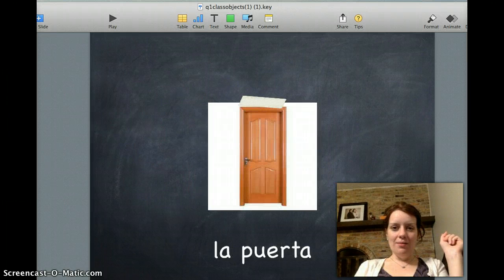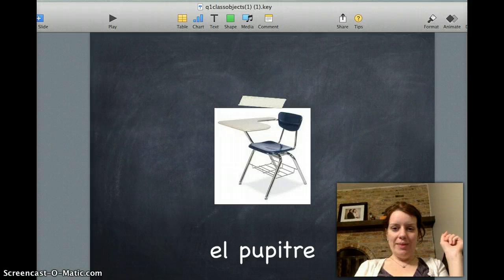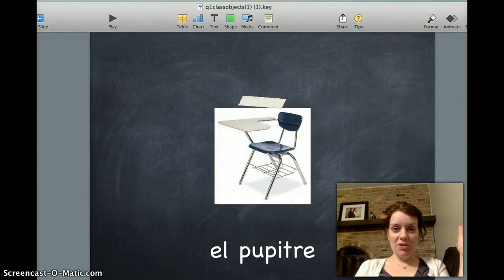La puerta, here's your door. El pupitre, here's your desk, student desk. Notice this looks, or at least shares a Latin root with, the word pupil. Pupil is another word for student, so this is where a student sits.